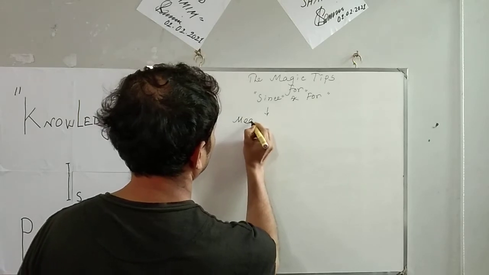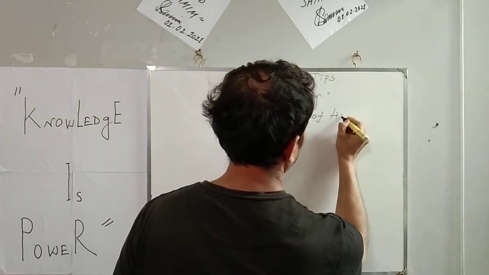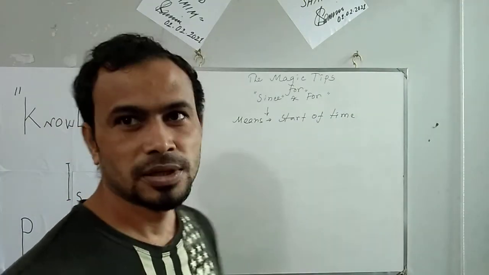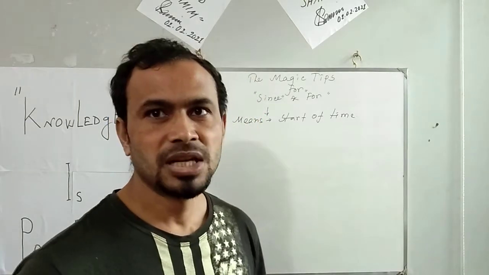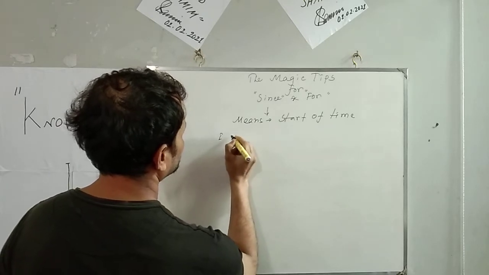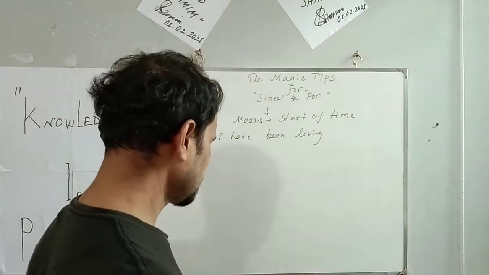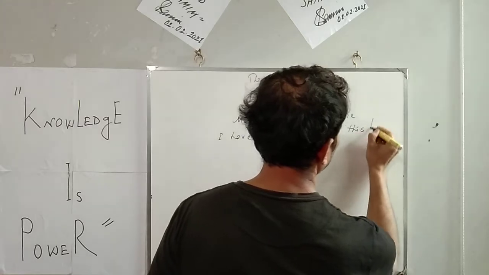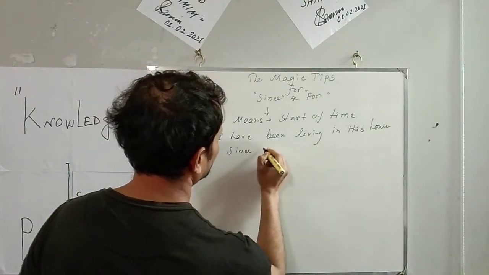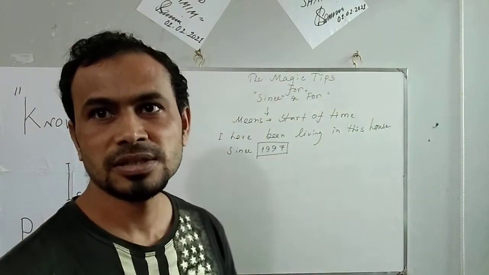Since means start of time. So I would like to write one sentence so that you can understand properly. I have been living in this house since 1997. So my friends, you can see 1997 is a start of time.